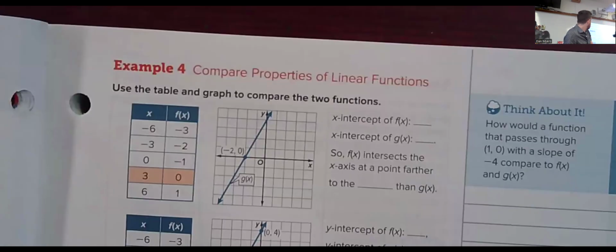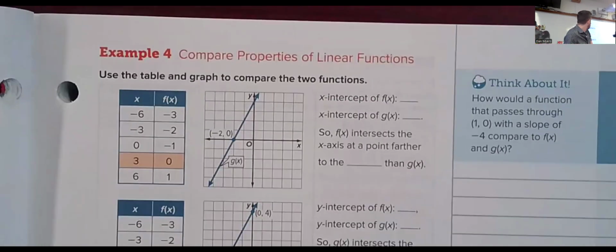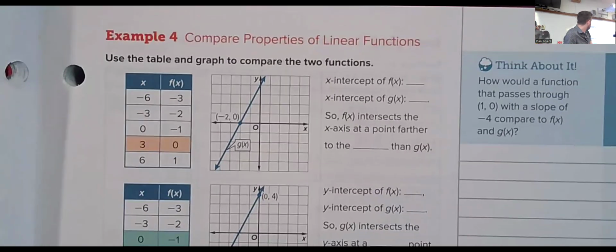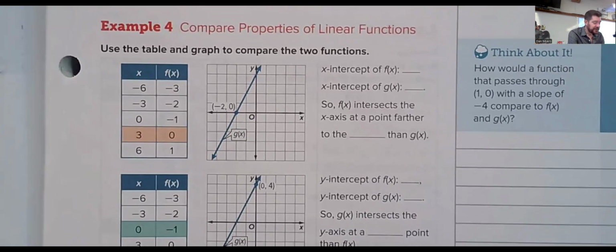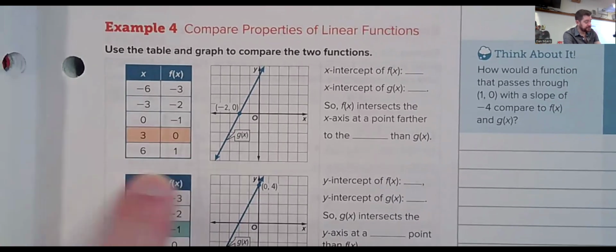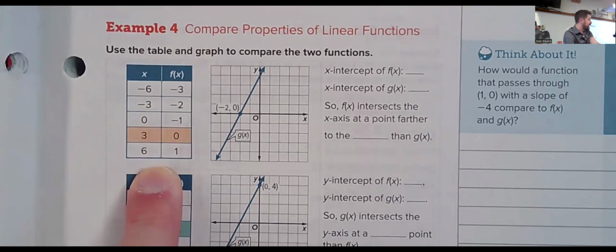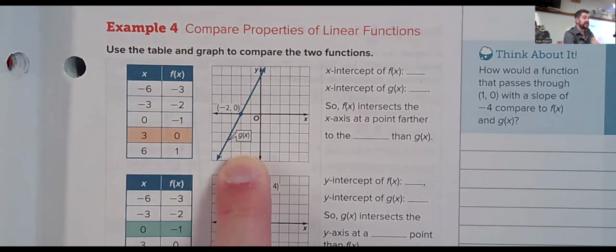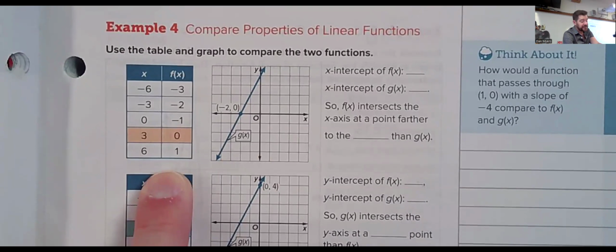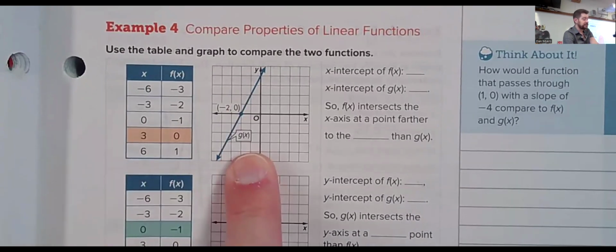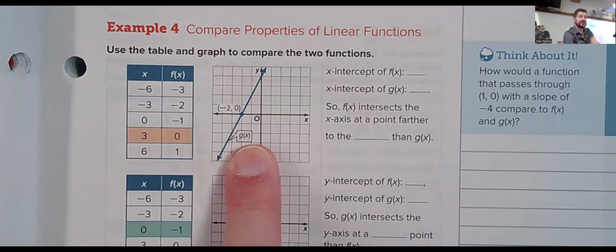All right, next it says comparing properties of linear functions. So we have ourselves f of x on the table of values, and then this function here, g of x, is on the graph. This function on the left in the table is not the same as the function that is on the graph. Just want to make that clear. This table does not represent this graph.